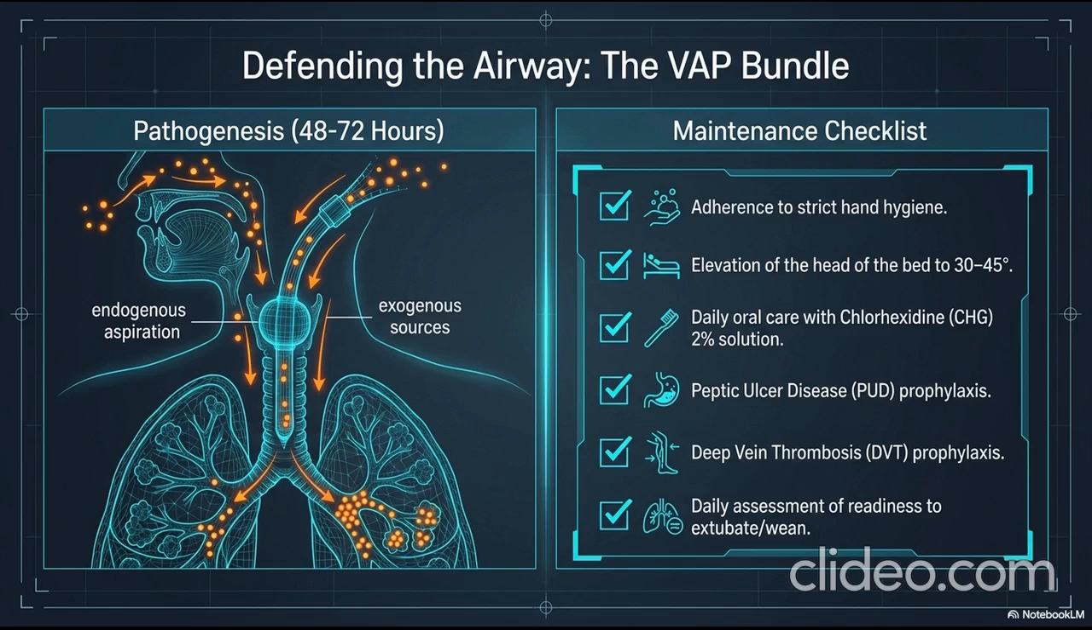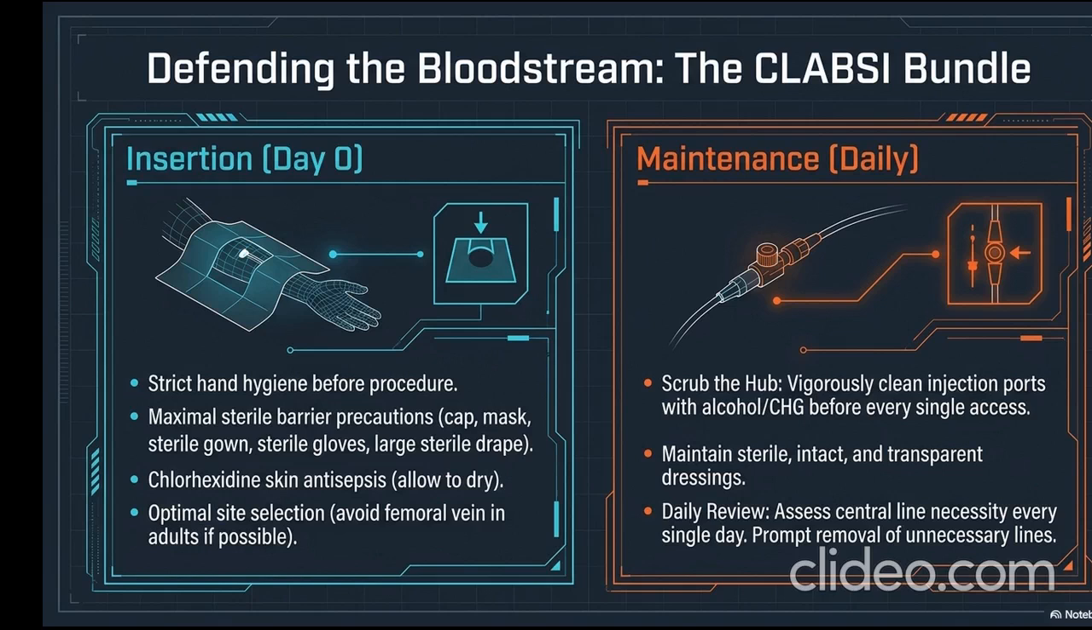Defending the airway involves the VAP bundle, which targets the endogenous aspiration that often occurs within 48 to 72 hours of intubation. The maintenance checklist requires elevating the head of the bed to 30 to 45 degrees and providing daily oral care with a 2% chlorhexidine solution. Additionally, clinicians must perform daily assessments for extubation readiness while providing prophylaxis for peptic ulcers and deep vein thrombosis.